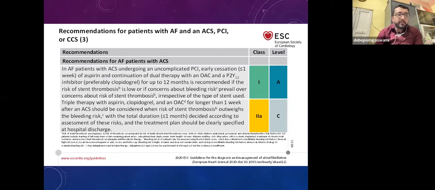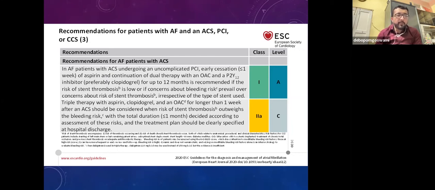Now, in AF patients with ACS undergoing an uncomplicated PCI, early cessation, that is less than 1 week, of aspirin and continuation of dual therapy with an oral anticoagulant and a P2Y12 inhibitor, preferably clopidogrel, for up to 12 months is recommended if the risk of stent thrombosis is low, or if concerns about bleeding risk prevail over concerns about the risk of stent thrombosis, irrespective of the type of stent used.